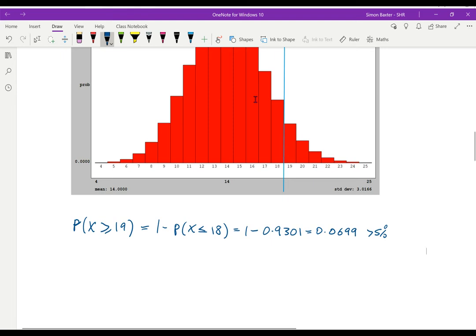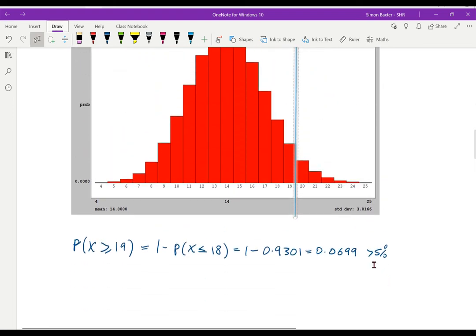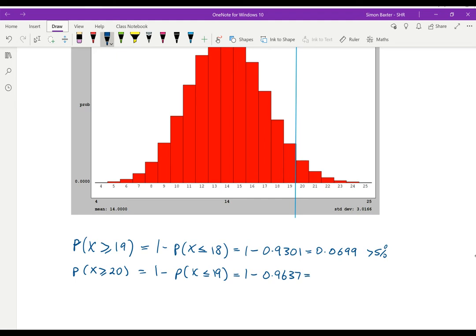So what happens if we take our line out a little bit? If I take my line out to greater than or equal to 20, the probability that X is greater than or equal to 20 is 1 minus the probability that X is less than or equal to 19, which is 1 minus 0.9637, which is 0.0363, and that is less than 5%.